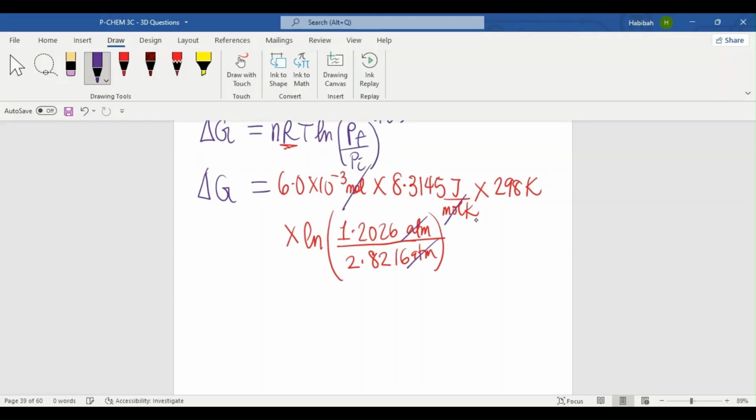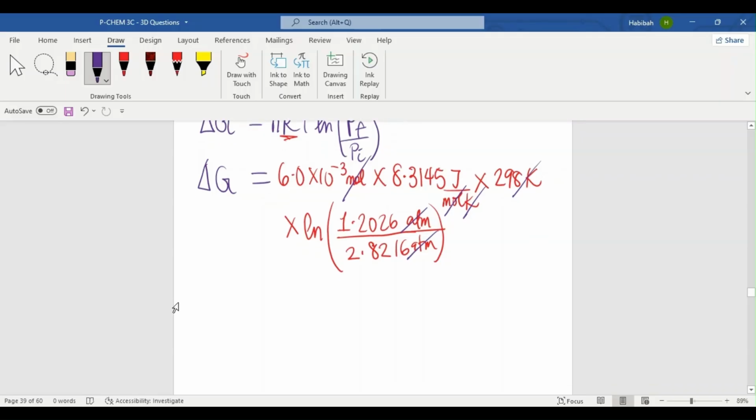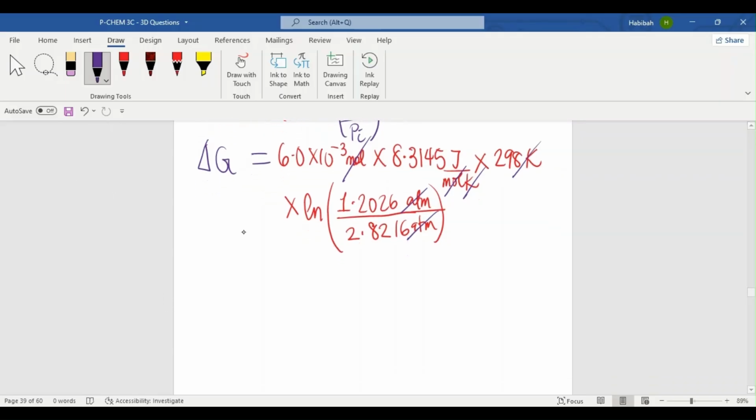We're going to cancel out the mole and the Kelvin. As you're aware, since it gives energy, we're supposed to have an answer in joules. So the change in Gibbs energy will be 6.0 times 10 to the power of negative 3 times 8.3145 joules times 298 times ln 1.2026 divided by 2.8216. You're supposed to input all of this information in your calculator, but before we do that, let me break it down: 6.0 times 10 to the power of negative 3 times 8.3145 joules times 298 Kelvin.